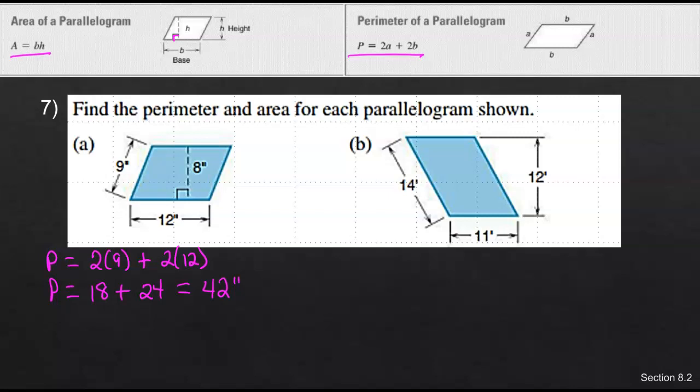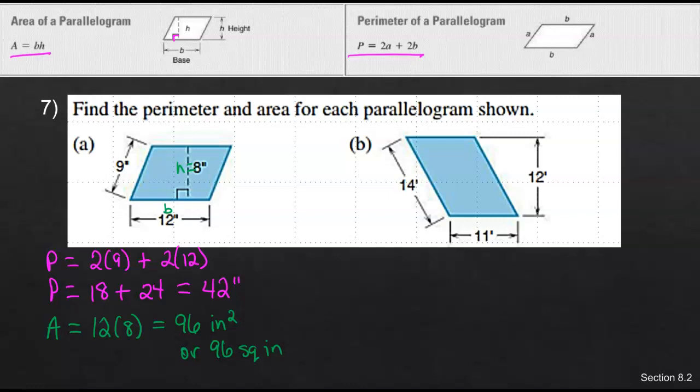Now you always want to label with your units, so make sure you figure out that as you work through the problem. And then for area, we're going to take the base times the height. Well, this is my base and this is my height. So we simply take 12 times 8, which is 96. Now, when we're talking about area, all areas are going to be in square units. So this would be inches squared, or square inches. You can write it either way. You just choose which one you like the best, I guess.